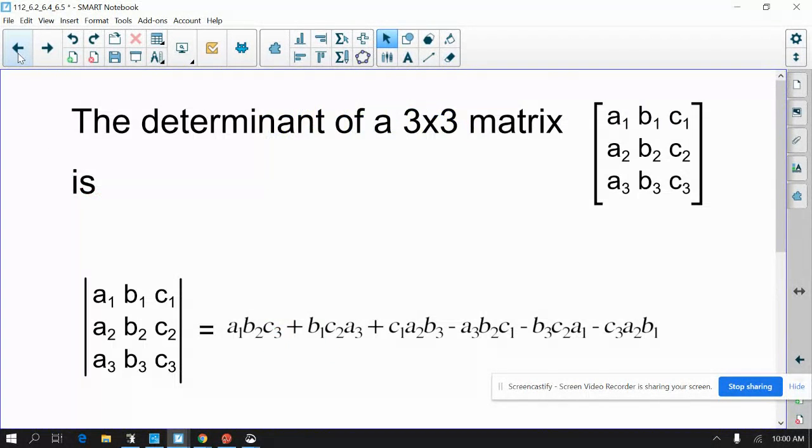So we can find the determinant of a 2 by 2 matrix and a 3 by 3 matrix.